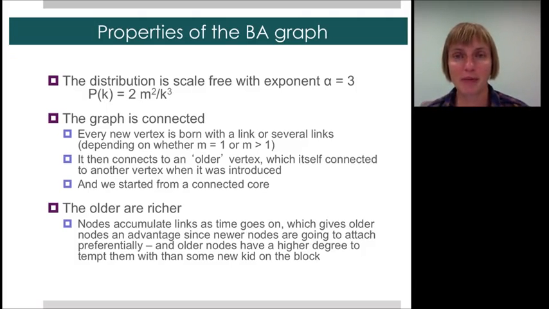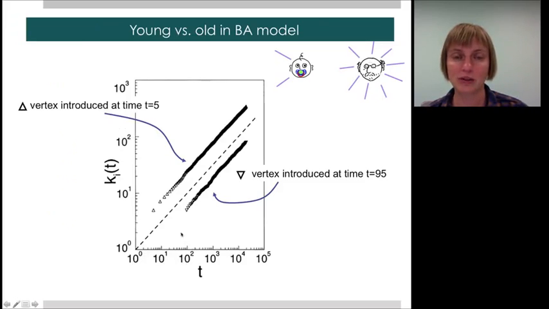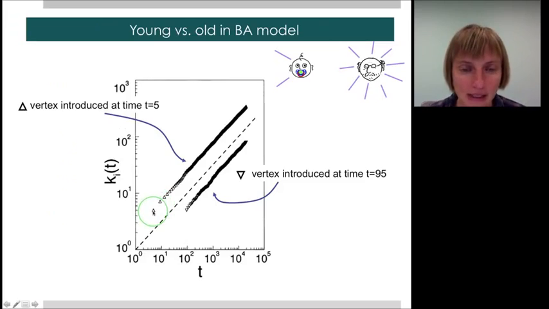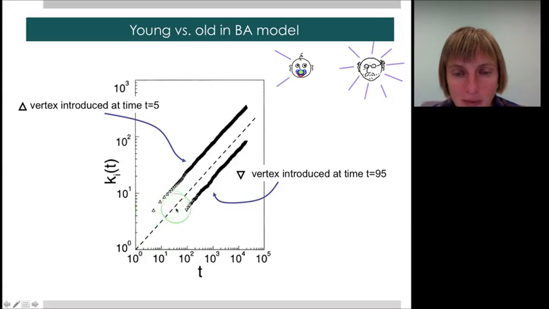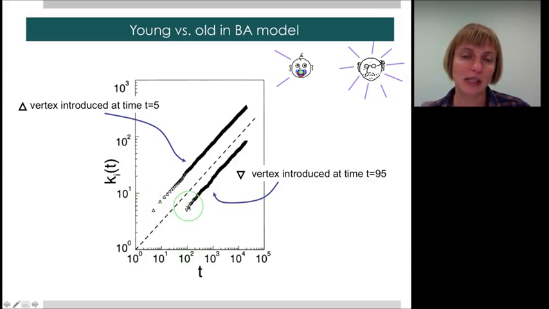So just to review, we have the properties of the Barabási-Albert graph, a power law exponent of 3. We have that the graph is connected because we start out with a connected graph and every subsequent node is going to attach to an existing node which itself has attached through some chain to some of the original graph. We also have that the older are richer, and if you track the average degree of a node born at time 5 versus one that was born at time 100, that node that joined later is going to have a really hard time ever catching up to the node that had the advantage of being there early.